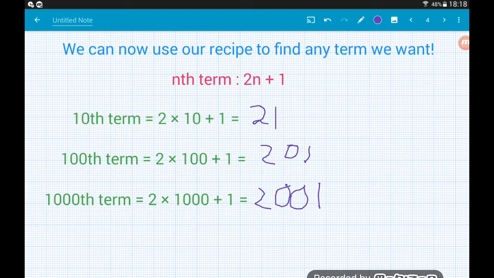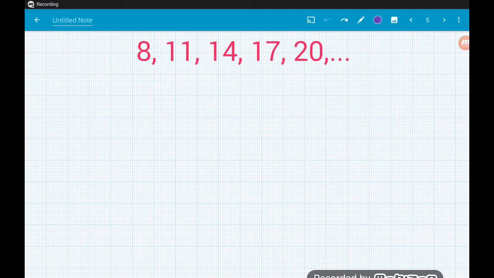Okay, let's take a look at quite a few questions then on finding the nth term. Okay, then let's check out this bad boy. If we want to find this nth term, the first thing we need to know is how we're getting from term to term.